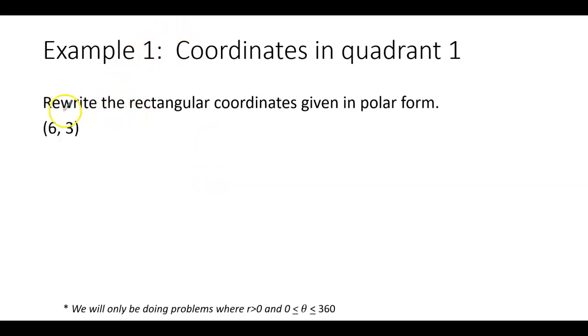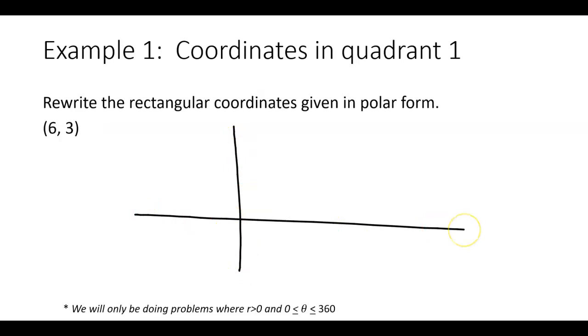So, example 1: rewrite the rectangular coordinate given in polar form. So (6, 3). Step 1 is to plot the point. So let's do that first. I'm going to go over 6 and up 3. And then I'm going to put a dot.